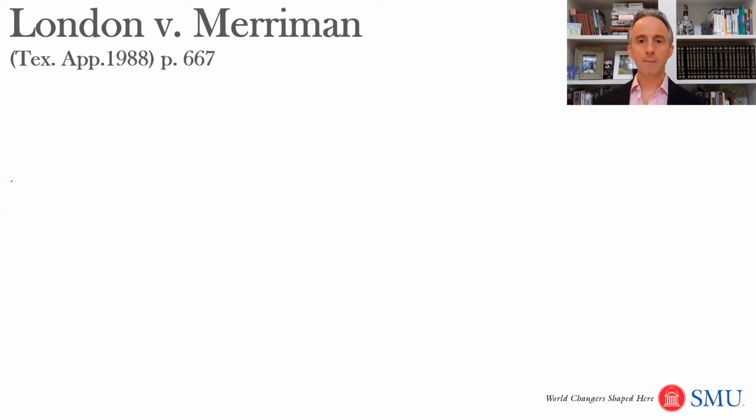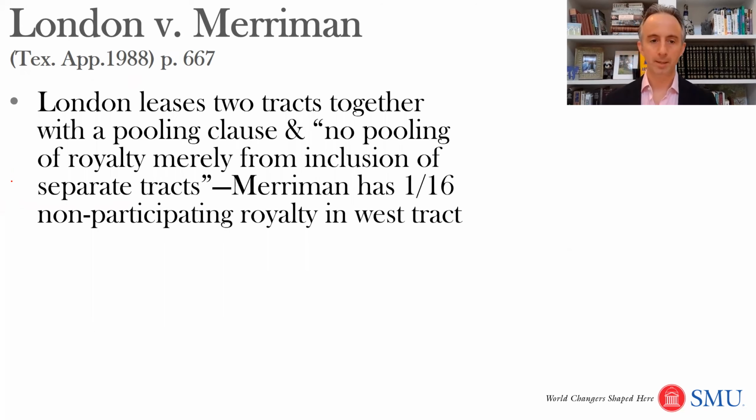All right, let's talk about London versus Merriman. And this is a great example of how difficult it can get if you have a non-participating royalty interest on your land and you want to pool it. So basically, London had two tracts and leased them together. So London leases them with a standard pooling clause.